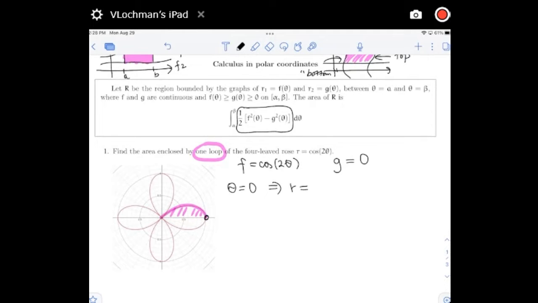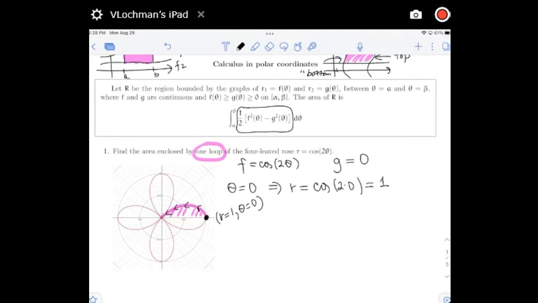I get r equal to cosine of 2 times 0, which is cosine of 0, that's 1, right? So I do start at this point right here. This is my polar point, radius 1, angle 0 radians. And as I increase my theta, it gets generated this way.